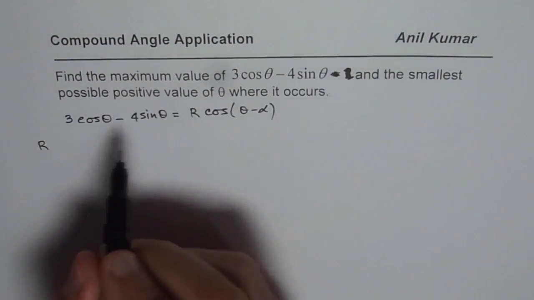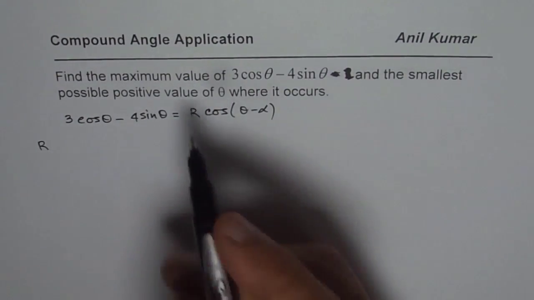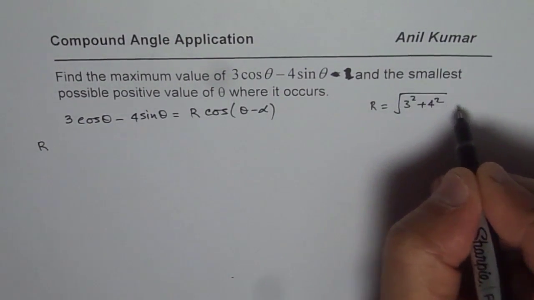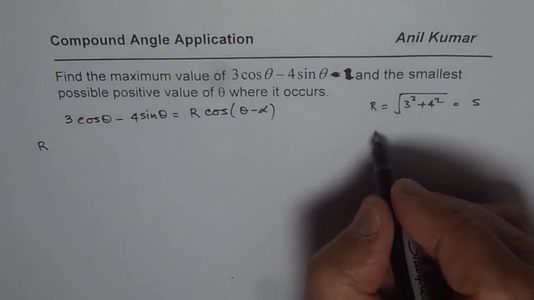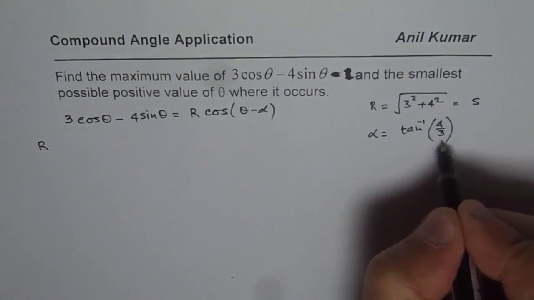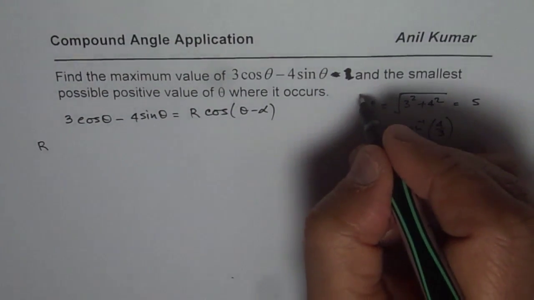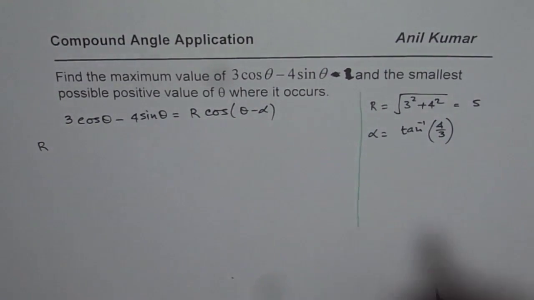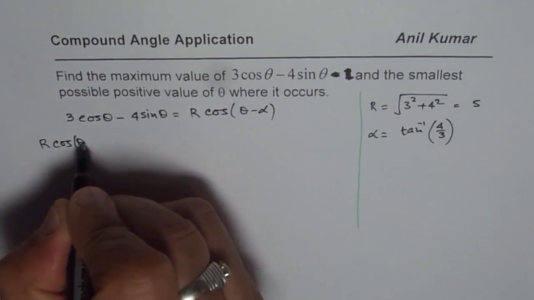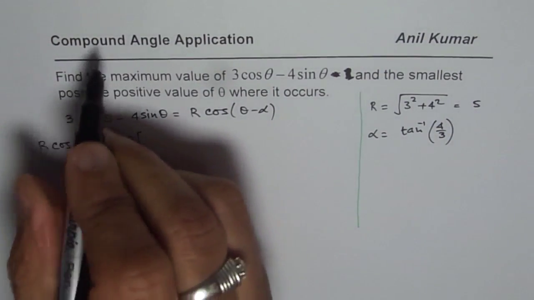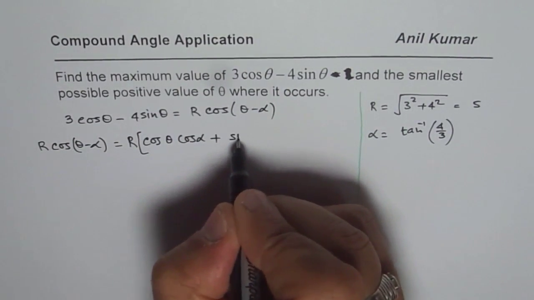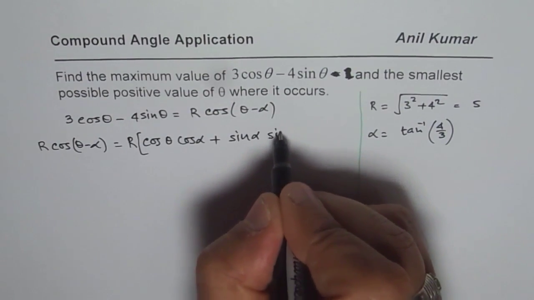We could also use our learnings from wave function to do it. We know from there that r should be equal to the square root of 3 squared plus 4 squared, which is 5, and alpha is tan inverse of minus b by a, that means minus 4 over 3. But we will not really take up those formulas; I'll provide a link, and we'll once again derive it. So we have r cos of theta minus alpha, which I can expand using the compound angle formula.